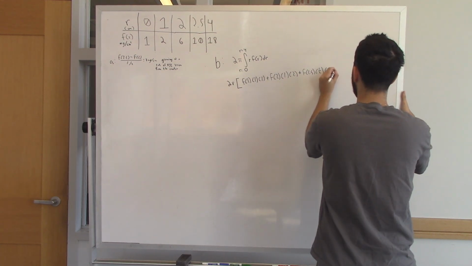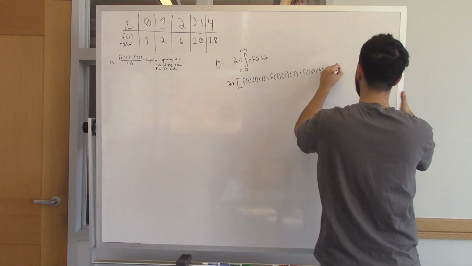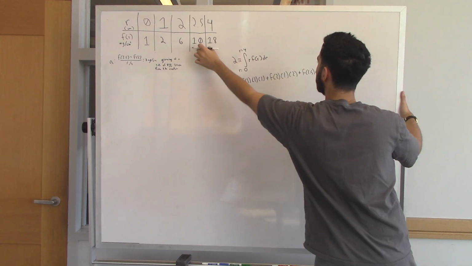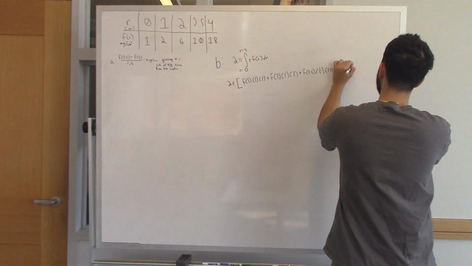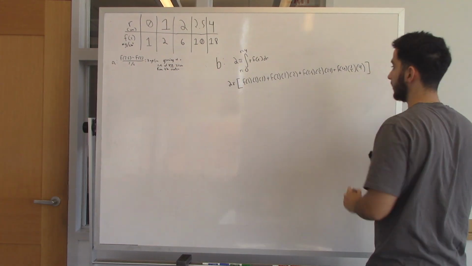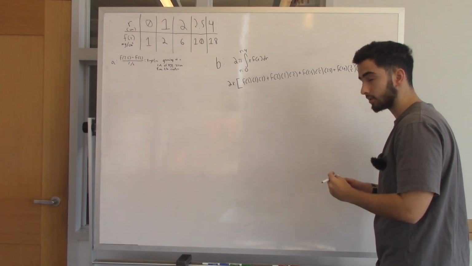Alright? And now for this last one, it's going to be the function at 4 times the change from 2.5 to 4, which is 3 halves, times 4, and you should get this. Alright? But obviously, let's simplify this down a bit.